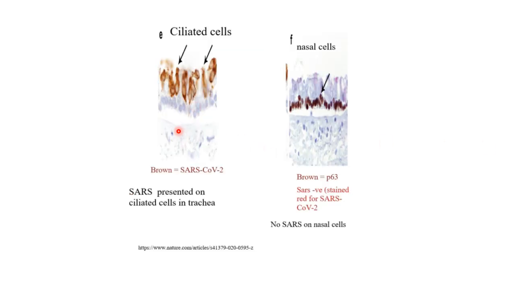Here it is in ciliated cells. In the trachea, SARS-CoV-2 antigen being expressed. So up here again brown shows SARS-CoV-2 antigen, whereas up here the color scheme has been changed. This is SARS negative. In this slide, SARS-CoV-2 was red. So we are looking for red color showing SARS-CoV-2 antigen. Okay, so these two slides have different color schemes.